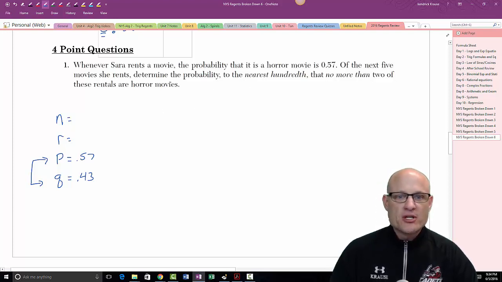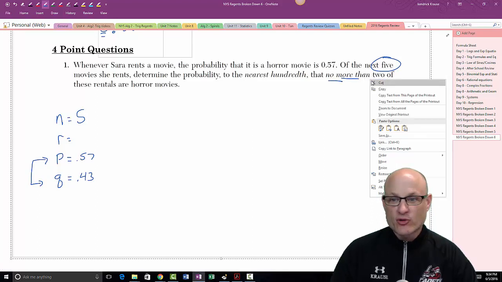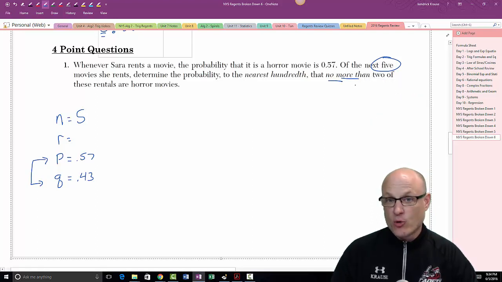Okay. So here it is. How many is she going to rent? She's going to rent 5 movies. And here comes the hard part. No more than 2 can be horror movies. So can she do 3? That'd be more than 2. 4? That'd be more than 2. 5? That'd be more than 2.